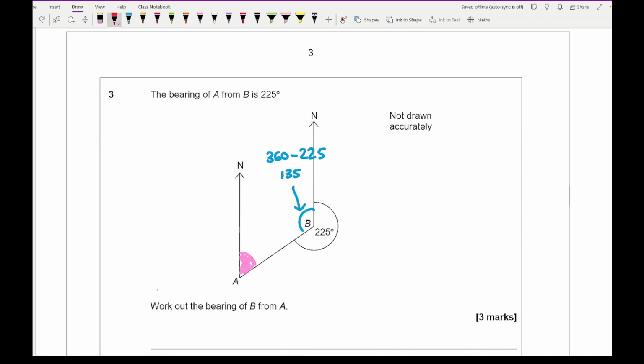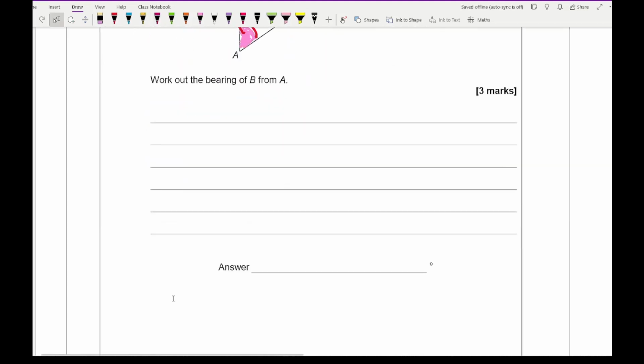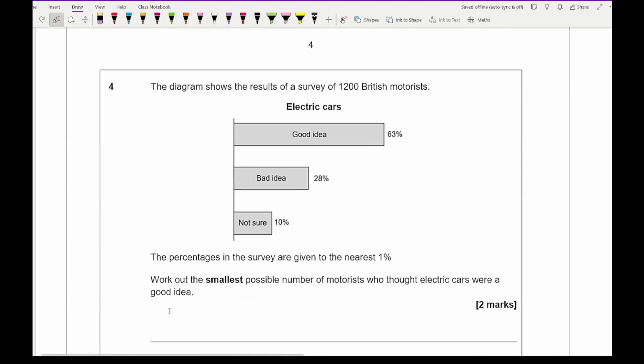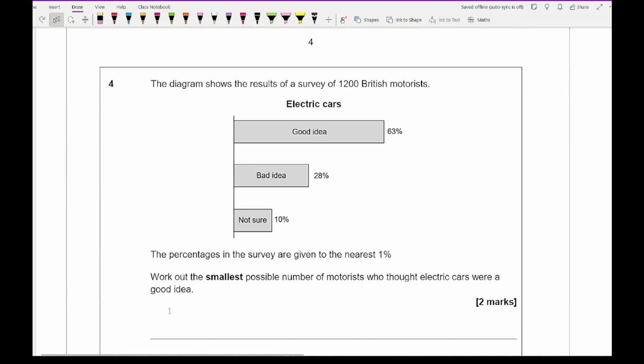Then I know that because I've got two north lines, that these two angles here are going to be supplementary or co-interior. So angle A is going to be 180 minus 135, which is 45 degrees. Now because I need to give it as a bearing, I need to give it as a 3-digit number, so therefore the correct answer is going to be 045.